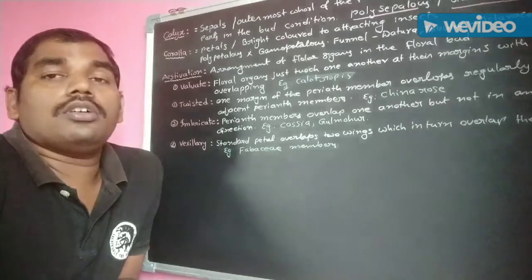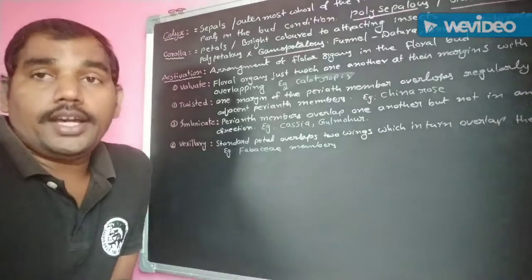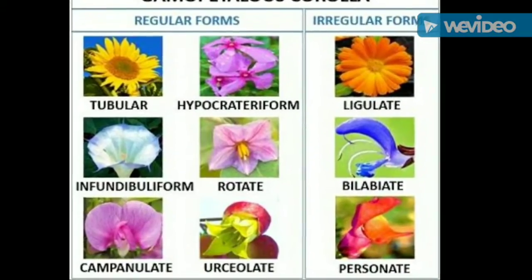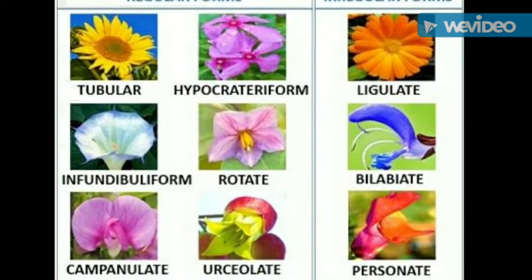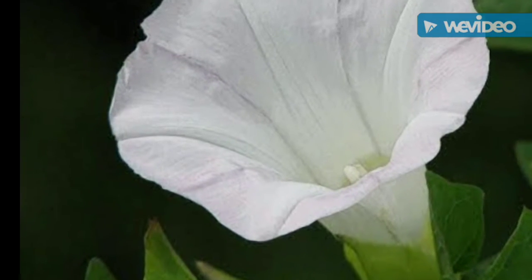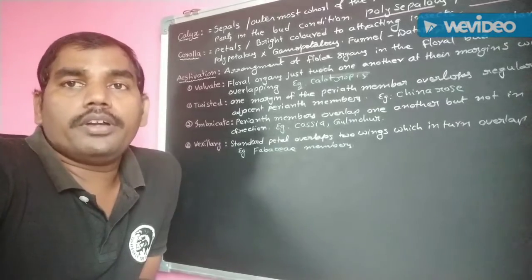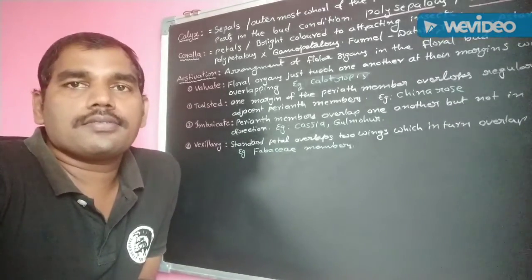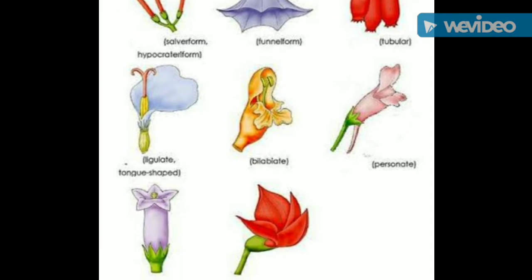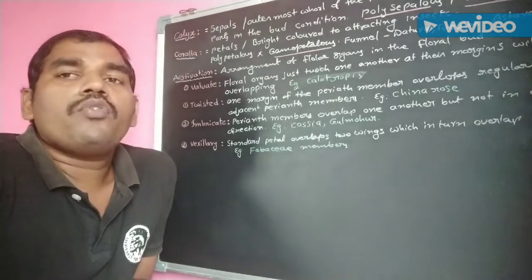Petals are fused with one another. The flowers with fused petals are known as gamopetalous. Gamopetalous. These petals are different in their shape in different species. In Datura metal, the petals are funnel in their shape.